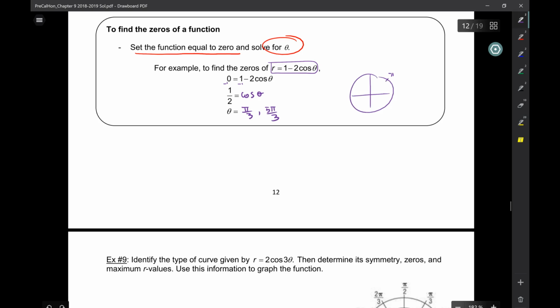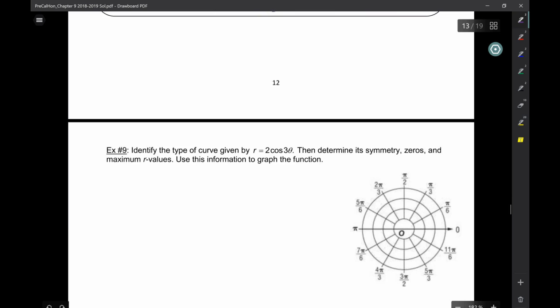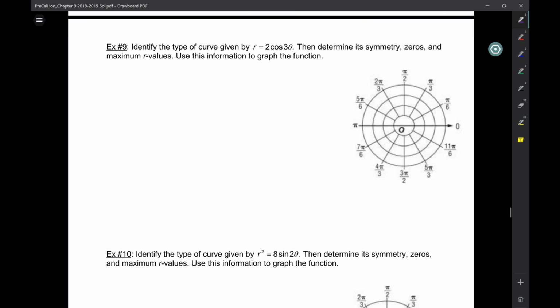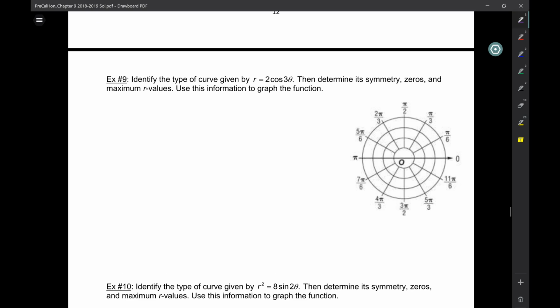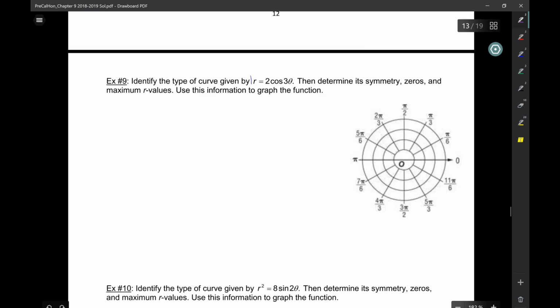Okay. All right, let's actually do one. Identify the type of curve given by this. So let's just do that. What type of curve is it? I have a rose. What do you guys think? Yes. Okay, so this is a rose. Rose with 3 petals. Good. So now it says determine the symmetry, zeros, and maximum R values.